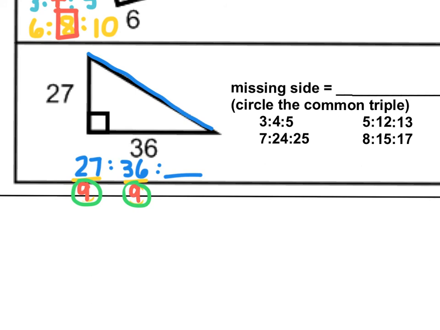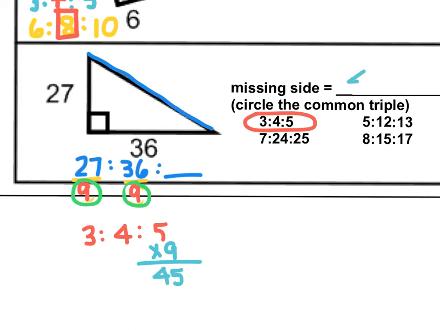So 27 divided by 9 is 3, and then we have a 4, and then this one has to be a 5, so we have a 3, 4, 5. Since the scale factor was 9, I will multiply whichever the missing side was by 9. This was the hypotenuse, and I know that the missing side is 45.